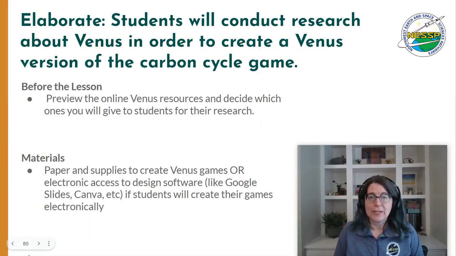Next, in the Elaborate section, students will conduct research about Venus in order to create a Venus version of the carbon cycle game. That was the macro model that was explored earlier. Now we want them to think about what the carbon cycle might look like on Venus. There are some resources in the lesson plan, articles, videos, things like that to help support their understanding of what carbon does on Venus, and then they will make their own carbon cycle game.